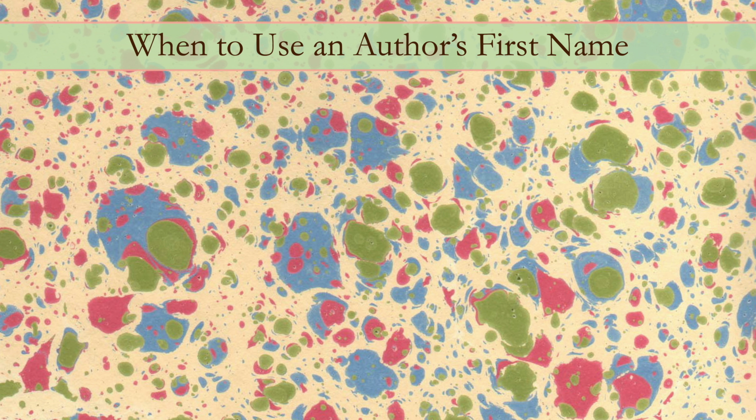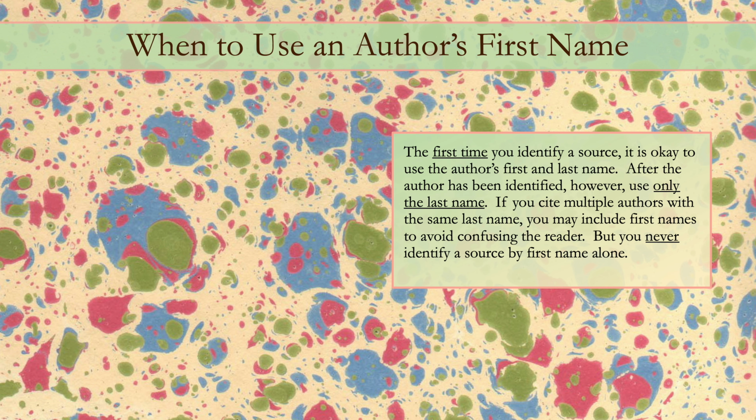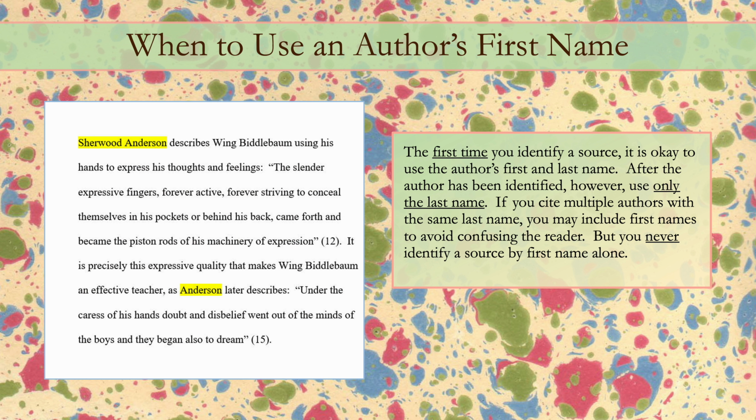using writers' names. When to use an author's first name. The first time you identify a source, it is okay to use the author's first and last name. After the author has been identified, however, use only the last name. If you cite multiple authors with the same last name, if it's a really common last name like Smith or Stewart or McCarthy, you may include first names to avoid confusing the reader, but you never identify a source by first name alone. So here in this example, I've identified Sherwood Anderson at the beginning, and from this point forward, I'll just use his last name, Anderson.